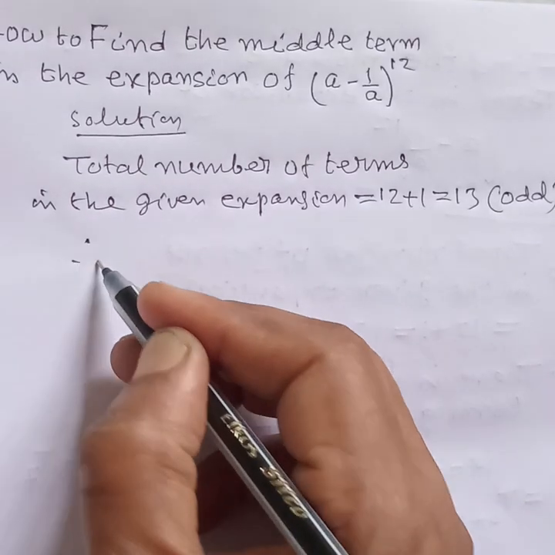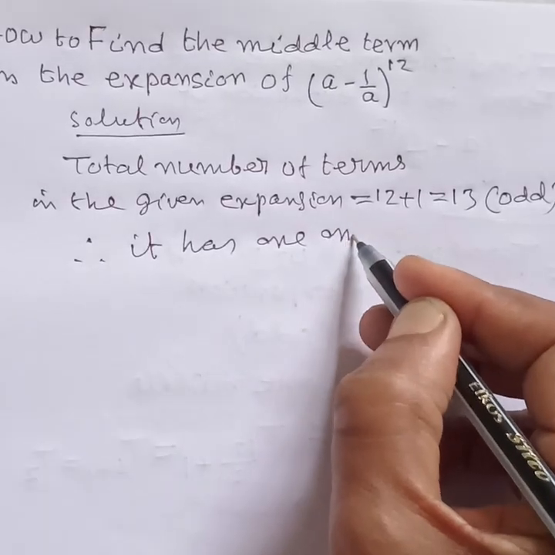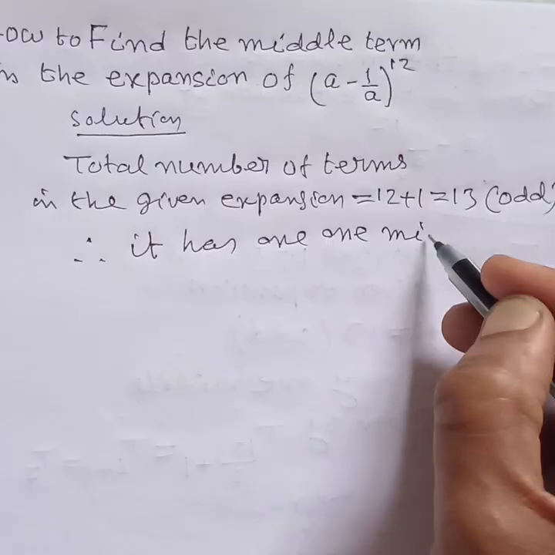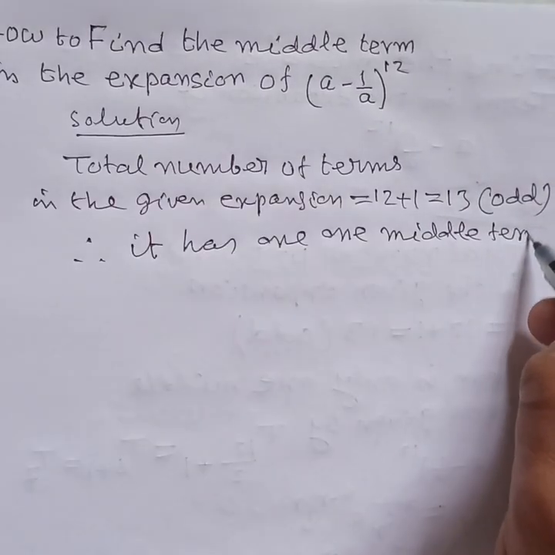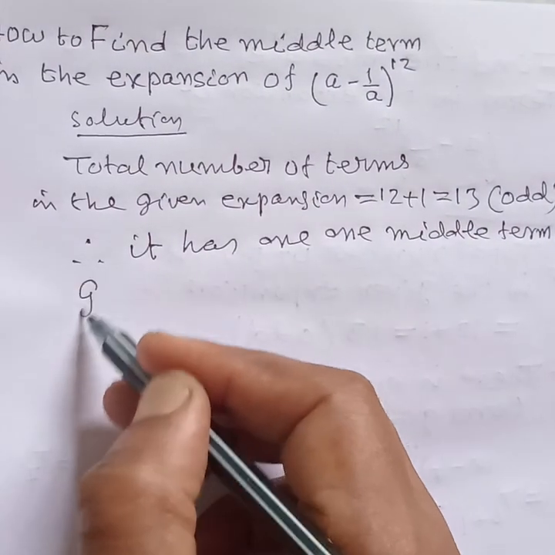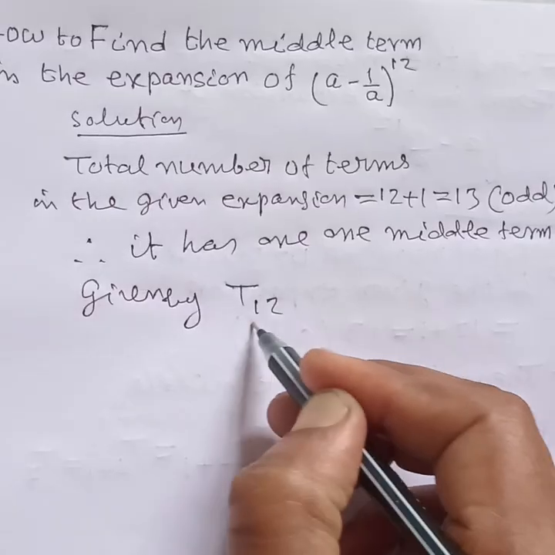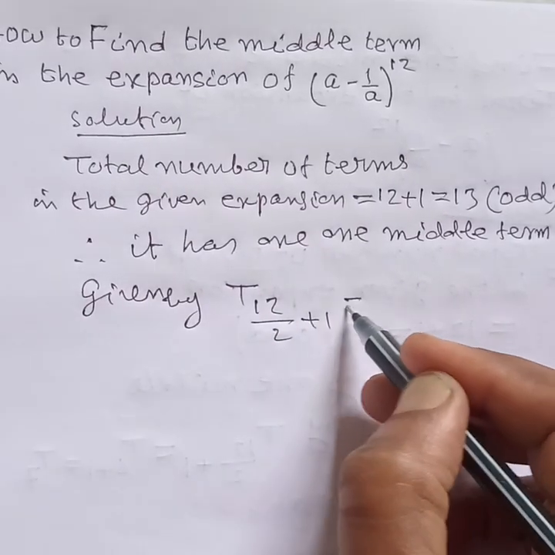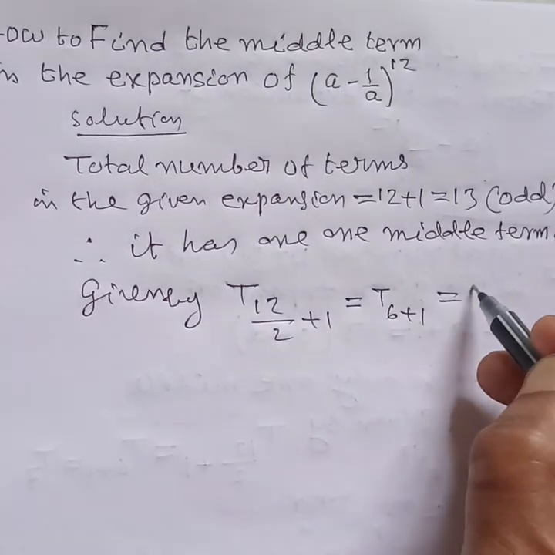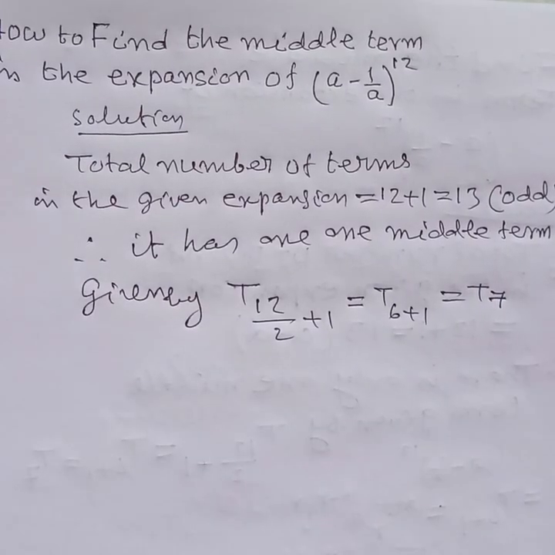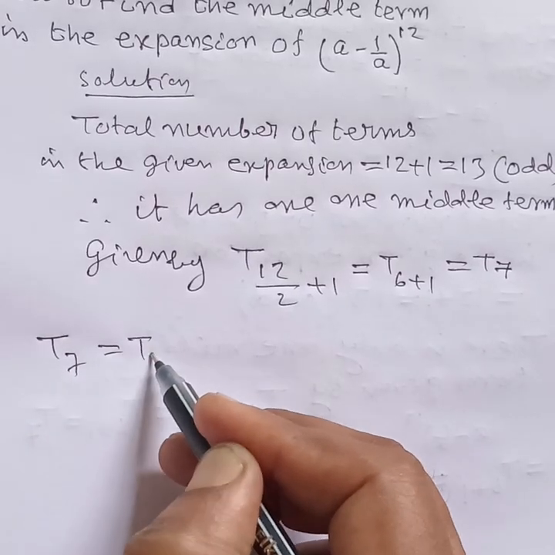Therefore, it has only one middle term, given by T(12/2 + 1) is equal to T(6+1) is equal to T7. Here T7 is equal to T(6+1).